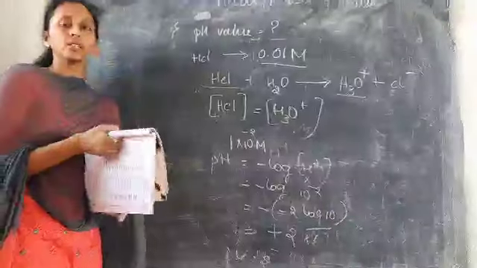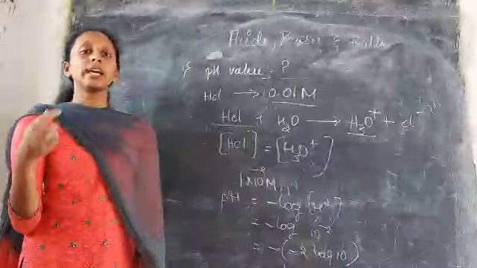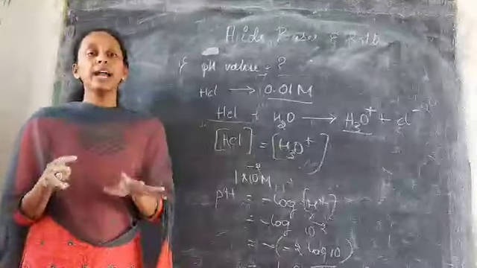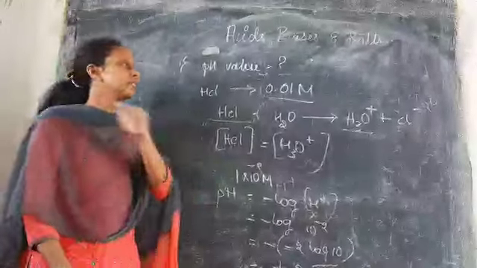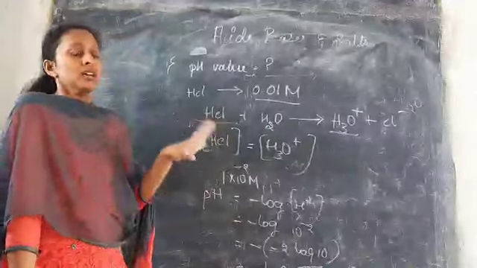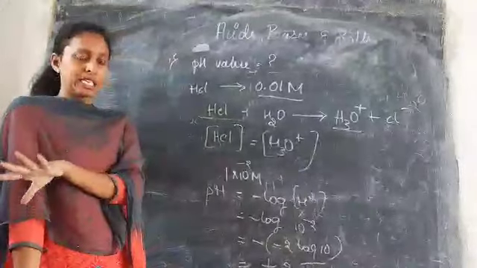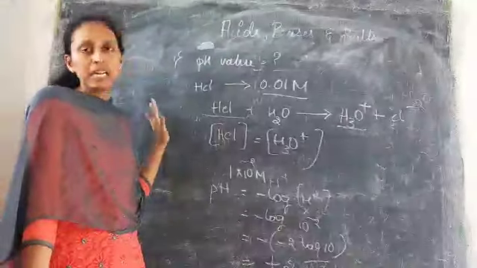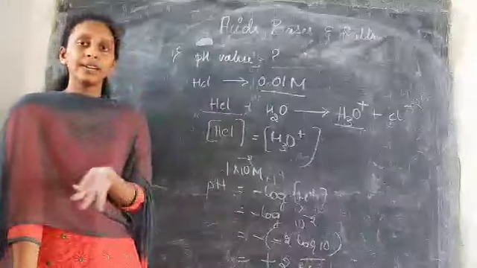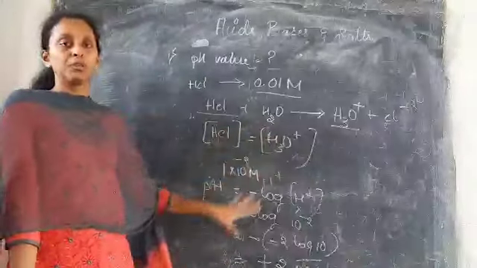So what is the importance of pH? It is used in the brewery, because in the wine industry they have to know whether the solution should be acidic or basic, and based on that they will add the ingredients. Next, it is used in soil testing, because some plants grow in acidic culture, some of them grow in basic culture. Next is milk testing, to check the sourness of the milk. So pH value is very important, and it plays an important role in many industries.